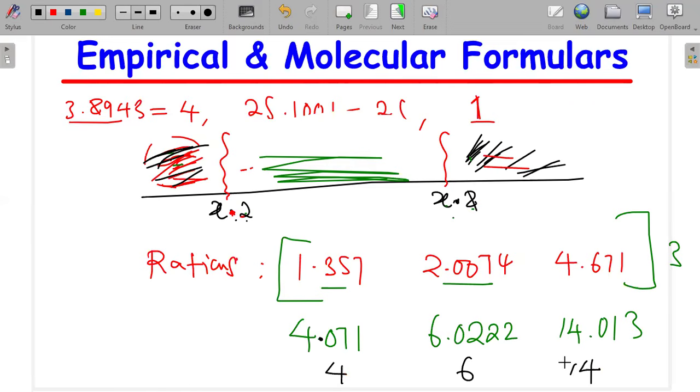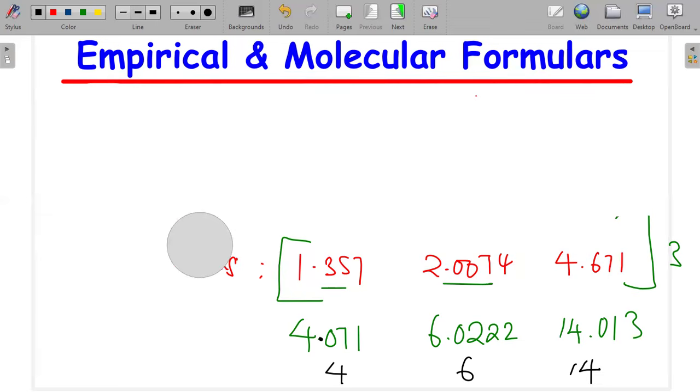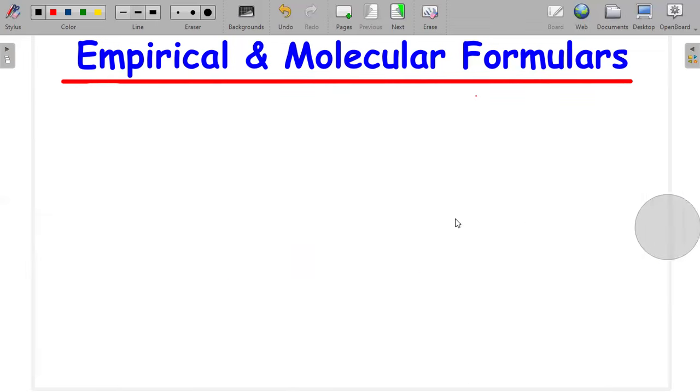Okay, so any questions there on that concept of the rounding off? Because it's going to appear a lot as we'll be solving the questions. Okay, so if there are no questions, you now know when to round off when you have those ratios. So the other thing now is how do you convert your empirical formula to a molecular formula?